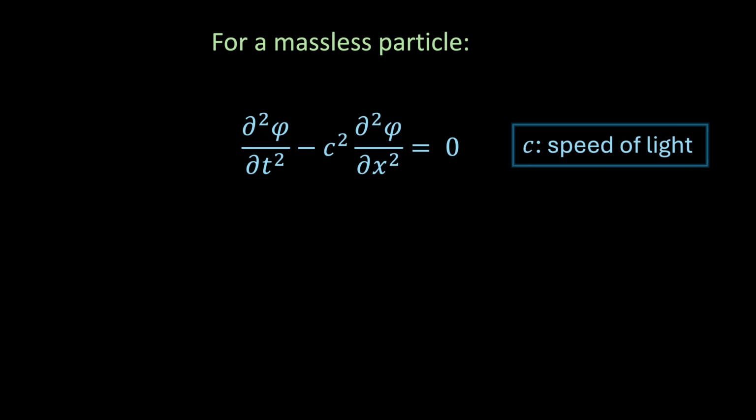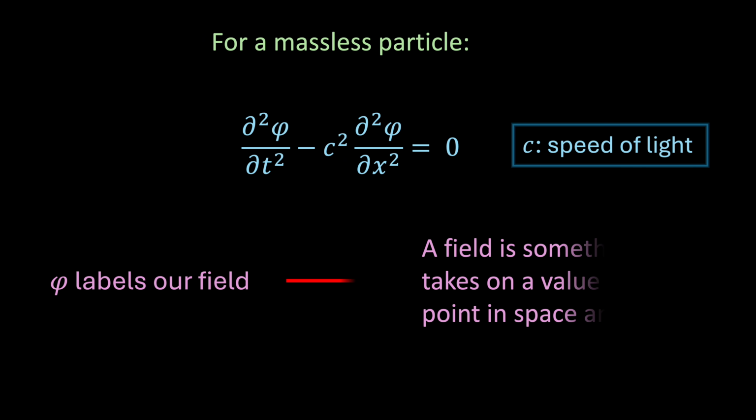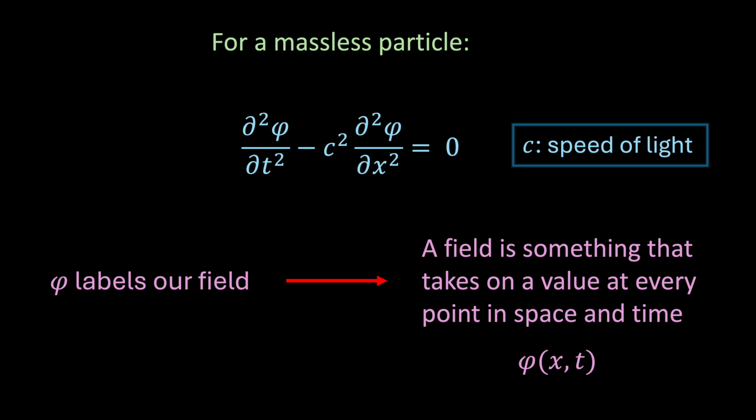For a massless particle, the field equation has the following pure wave form. Here, the symbol phi is simply our label for the field, where a field is something that takes on a value at every point in space and time. Depending on the type of field, that value could be a single number, or it could be more complicated, like a quantity with direction as well as magnitude. For now, we will write our field as phi of x and t, a simple function of position and time, to focus on the essential idea. The field is the fundamental entity, and particles emerge as its ripples.